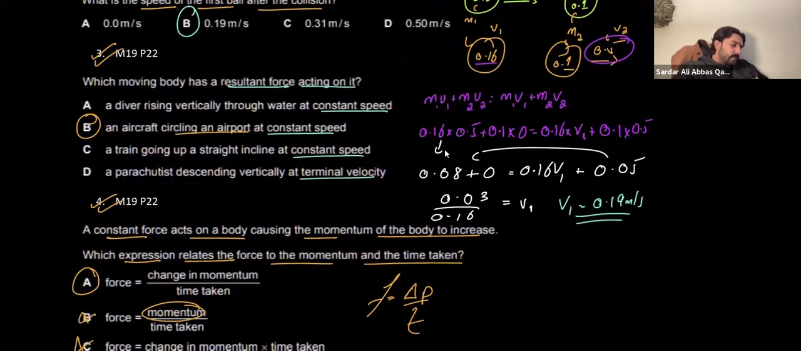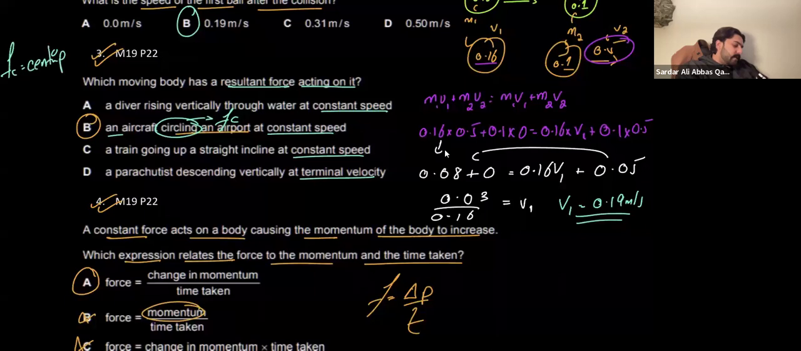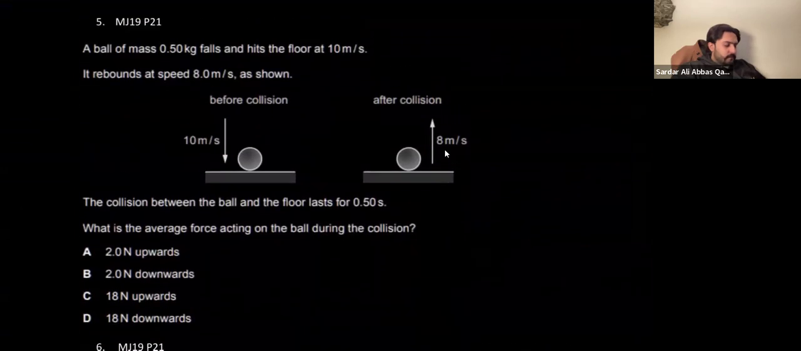Coming back to question number 3, I just want to clarify that whenever we have an MCQ which says an aircraft circling an airport at a constant speed, whenever there is something that is circling something, remember centripetal force, FC. Remember, your centripetal force acts on that point. उस पॉइंट पे आपके पास सेंट्रीपिटल फोर्स ही एक फोर्स होती है which moves your object in a circular motion.